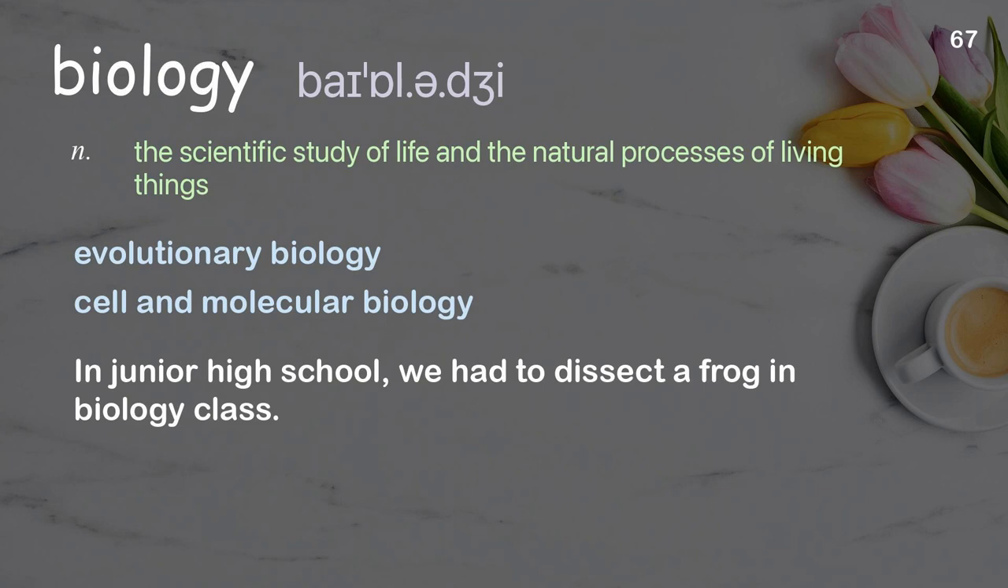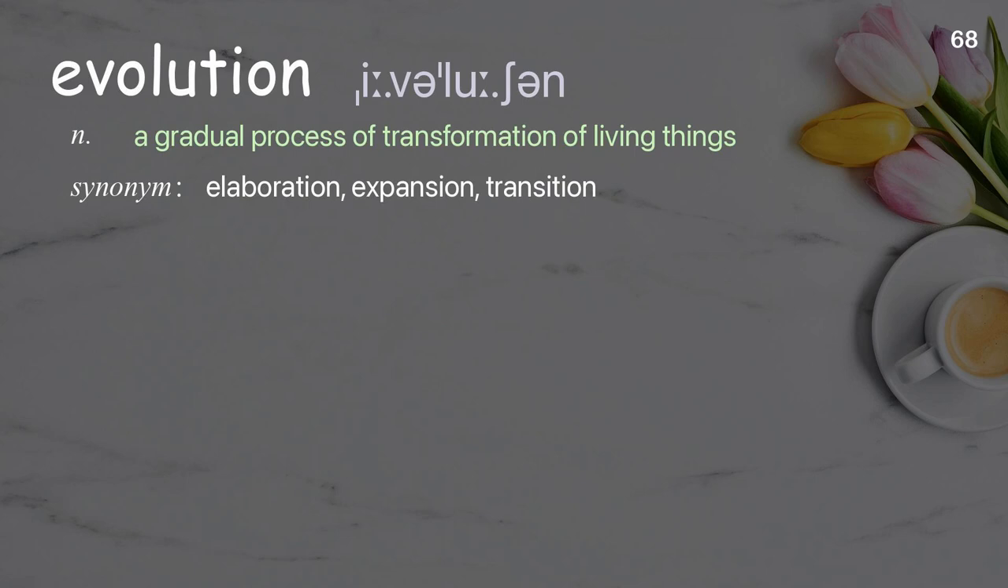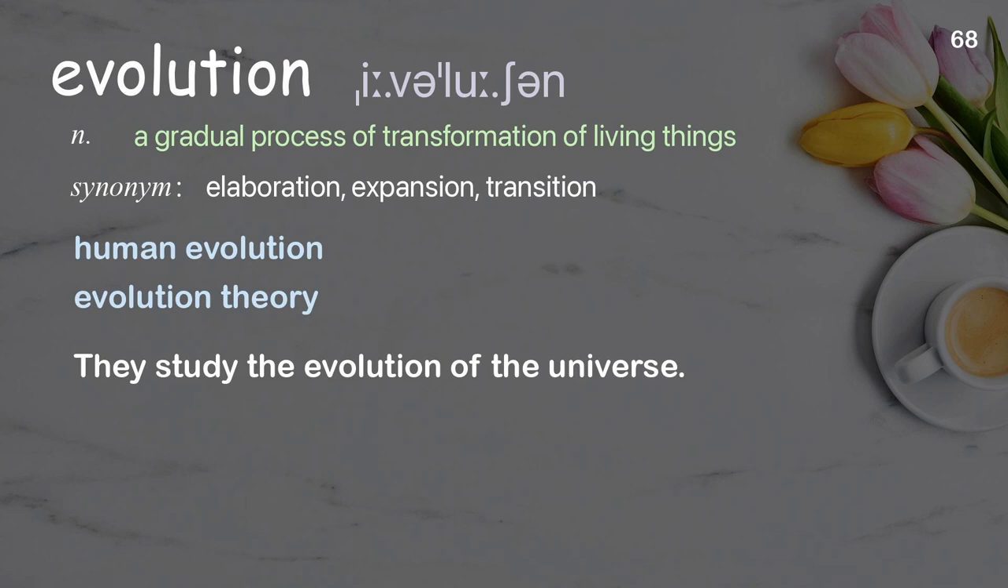Evolution: a gradual process of transformation of living things. Examples: human evolution, evolution theory. They study the evolution of the universe.